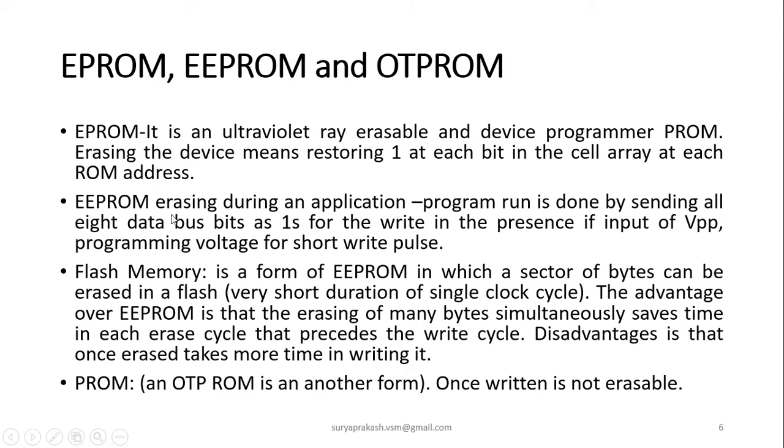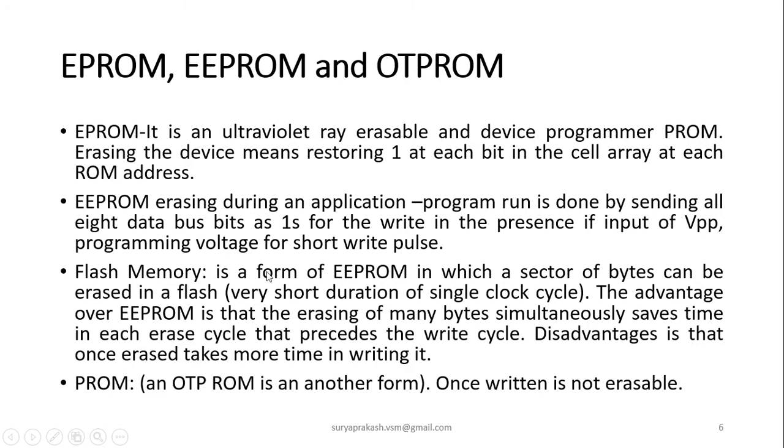In the EEPROM, erasing during the application and program run is done by sending all 8 data bus bits as 1 for the write. The input of VPP, the programming voltage, may be 5 volts or 12 volts, for a short write pulse. So we program by applying a voltage pulse to the fuses.